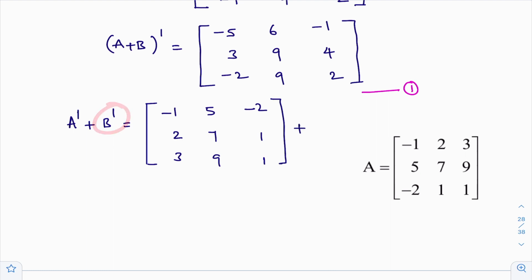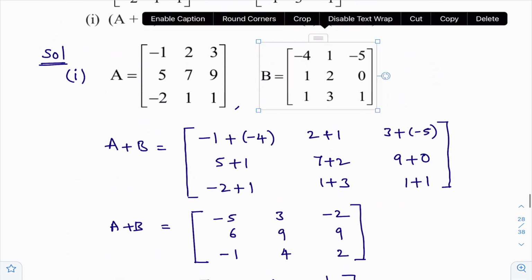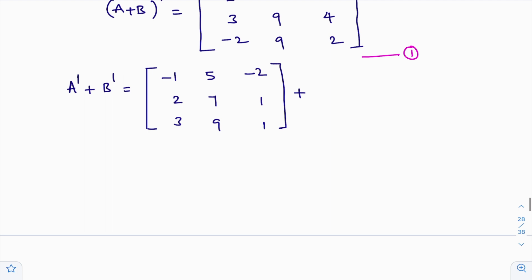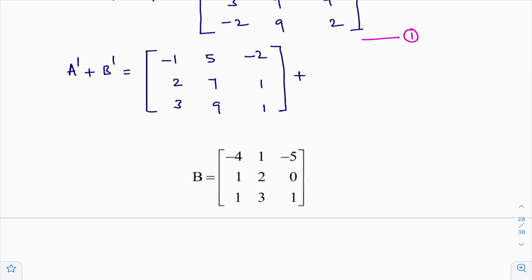To write B dash, we must know what B is. So this is matrix B. I'll write it here until we identify what B is. Now I need B dash. This is matrix B given in the question.